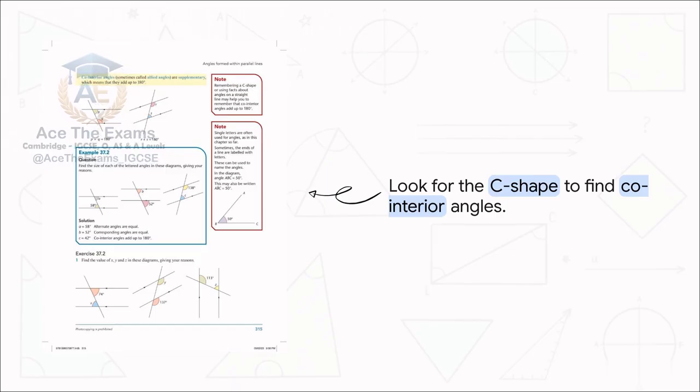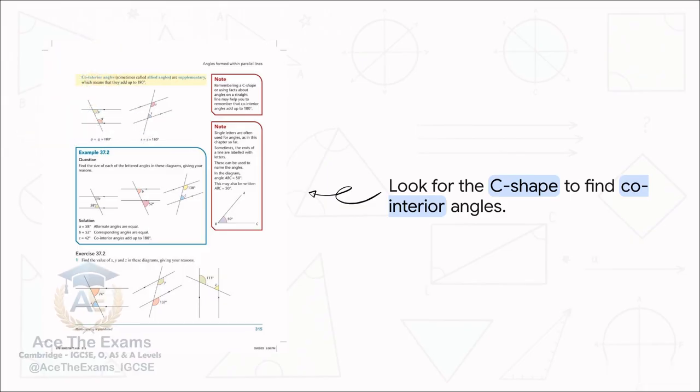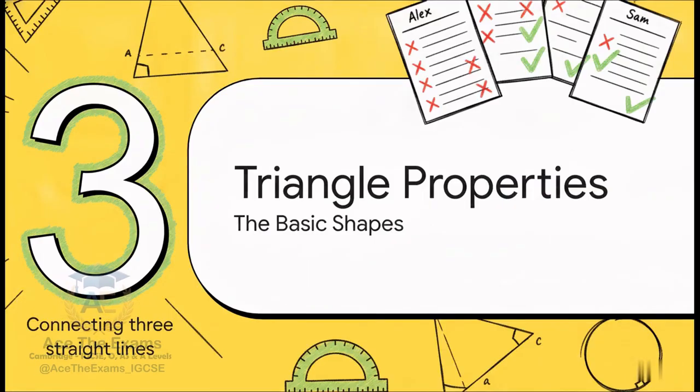Keep this C shape securely locked in your visual memory alongside the Z and the F. They are literally your ultimate navigation tools for parallel lines. Okay, Section 3, Triangle Angle Properties, the basic shapes.